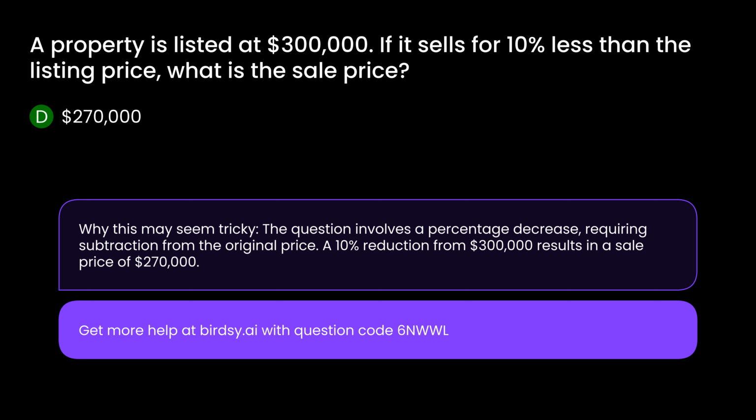Why this may seem tricky? The question involves a percentage decrease requiring subtraction from the original price. A 10% reduction from $300,000 results in a sale price of $270,000.